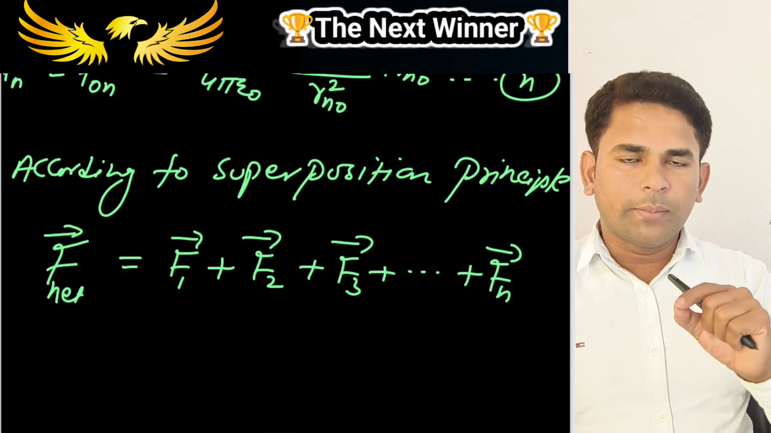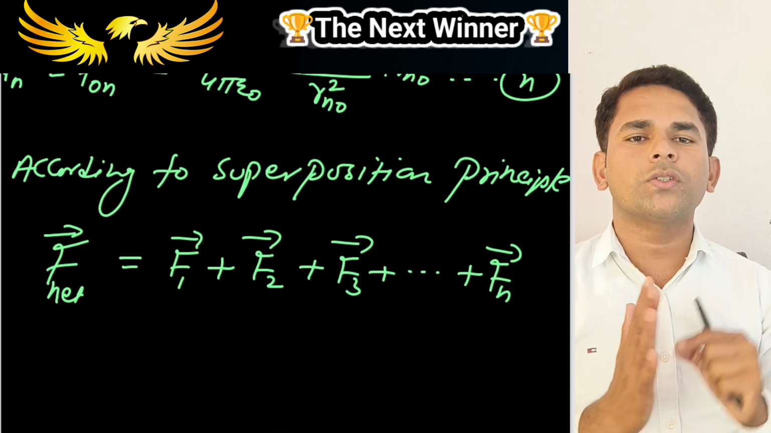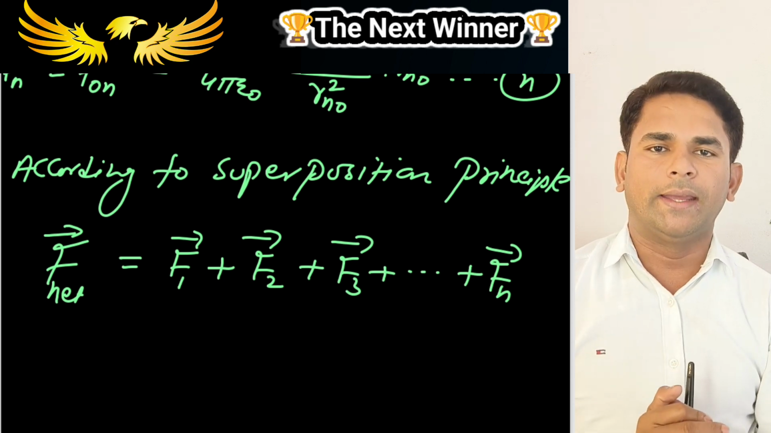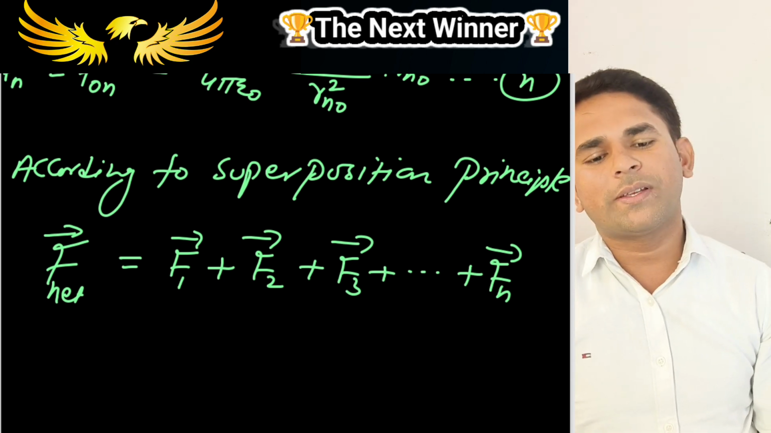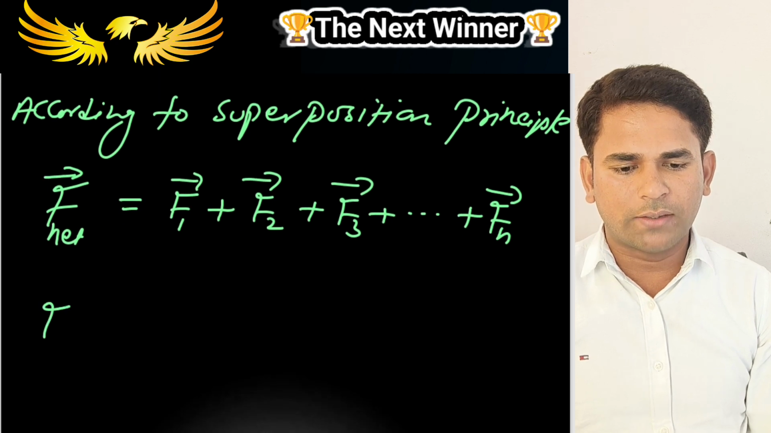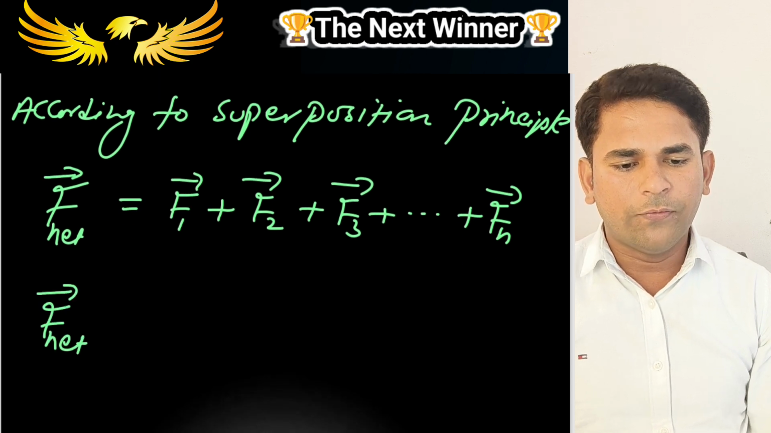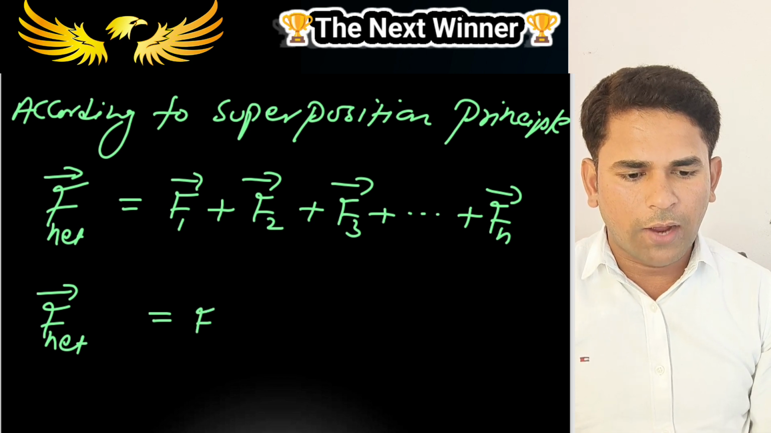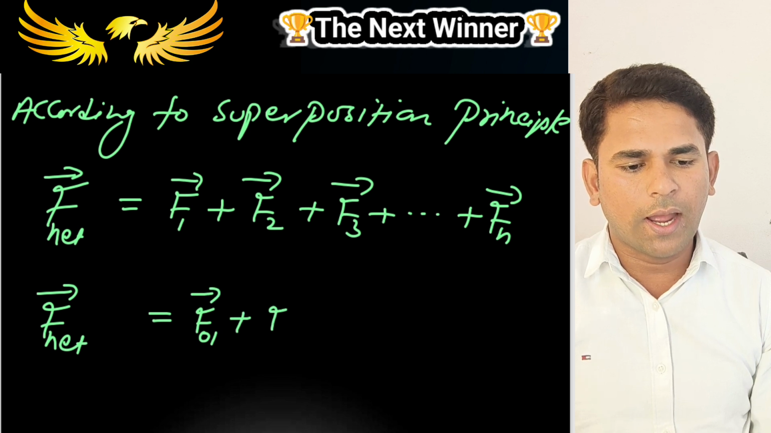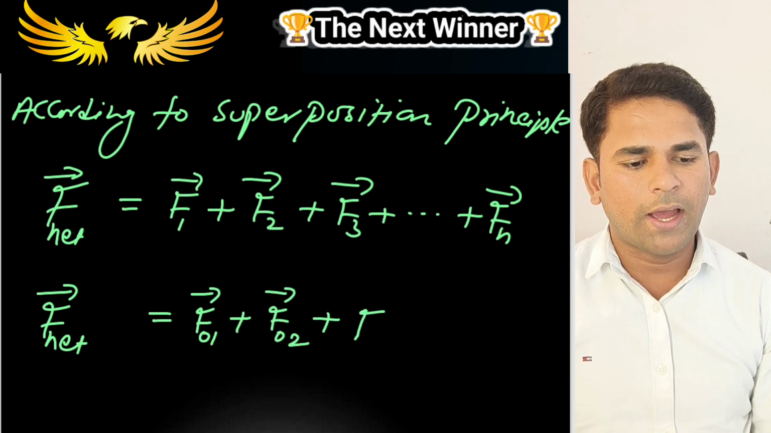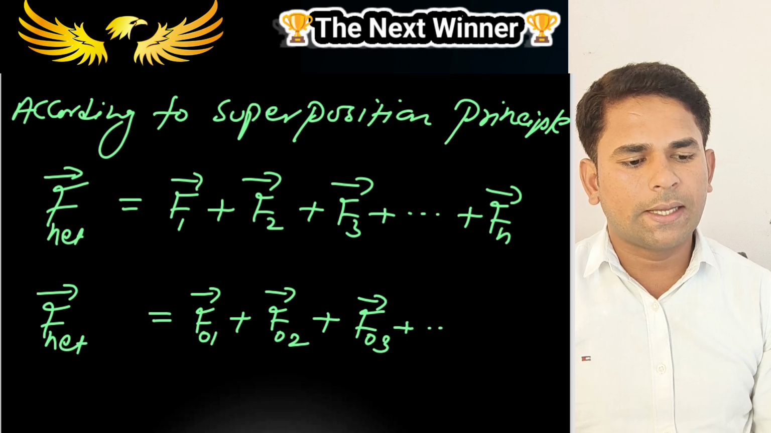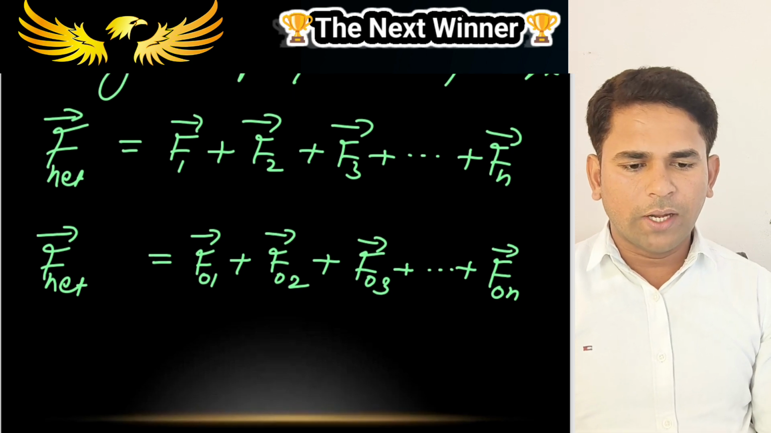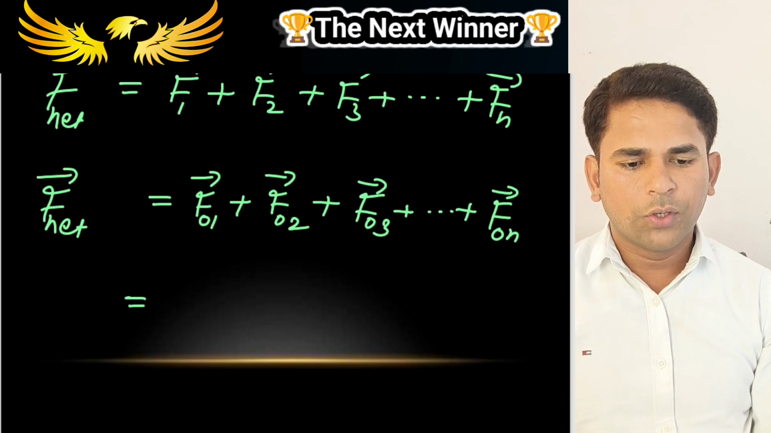It means if you are finding the net force on a single charged particle due to a number of charged particles, you can write like this. Now you can place the values. So F net equals F1, which you wrote as F naught 1, here F naught 2, and here F naught 3 plus dash dash dash plus F naught n. Very simple, you can place the values.